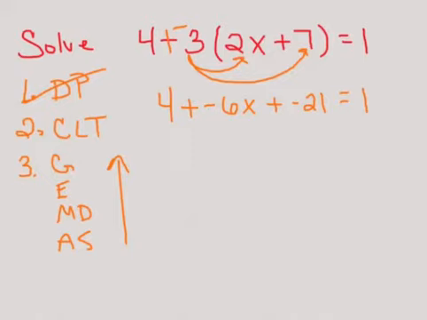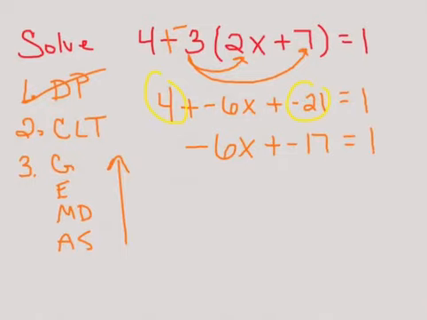Next on the list is combining like terms. So we have 4, which is a constant, and we have negative 21, which is also a constant. And they're constants because they don't have variables on them. They're on the same side of the equal sign, so we need to combine them. So that is 4 plus a negative 21, which is negative 17. So we end up with negative 6x plus negative 17 equals 1.